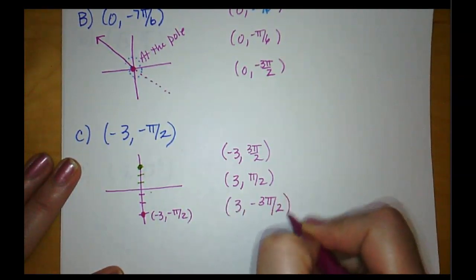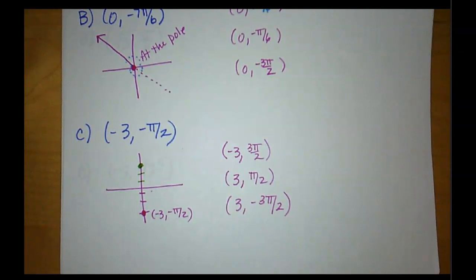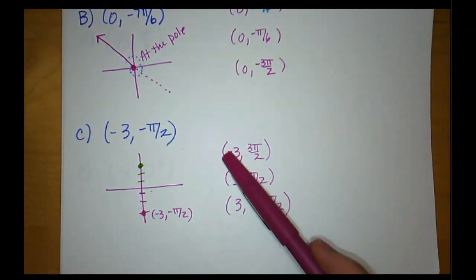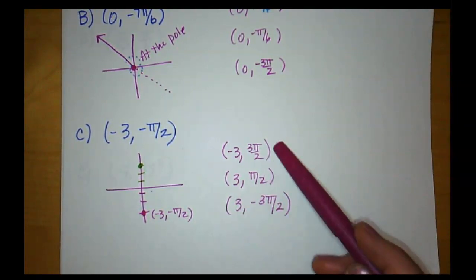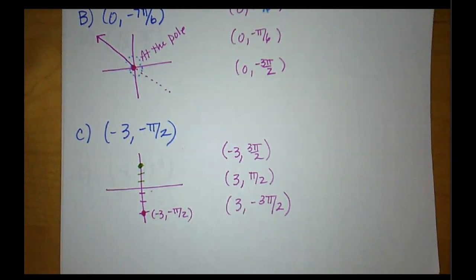So I really encourage you to make sure you draw those pictures so you don't accidentally say, oh, it's negative 3, positive pi over 2, or it's positive 3, pi over 2. When you have a visual there, it's much easier to not make that mistake. So that would be coordinates. It gives you an idea of how to plot coordinates.